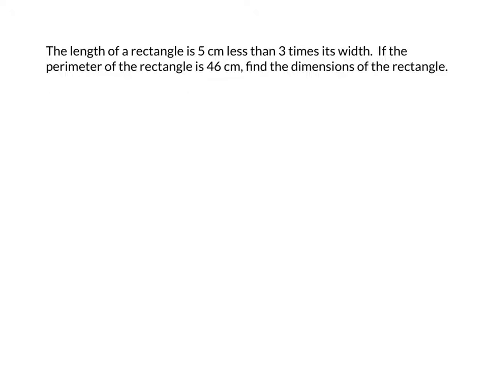Here's an example of solving a geometry word problem. The length of a rectangle is 5 centimeters less than 3 times its width. If the perimeter of the rectangle is 46 centimeters, find the dimensions of the rectangle. This is one where you do want to go through and do the labeling part, but I would probably also just draw a picture. I have a rectangle, and it says the length is 5 centimeters less than 3 times the width. I need to say, what do I want x to equal? I usually let x equal the smaller number, so I'm going to let x equal the width. So I'm going to put an x out here.